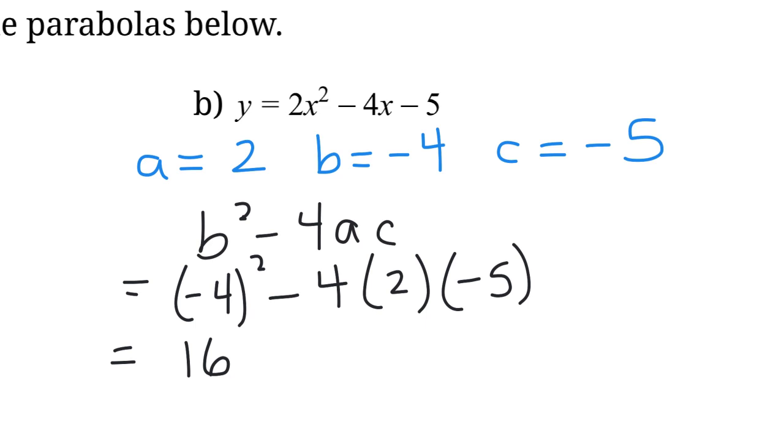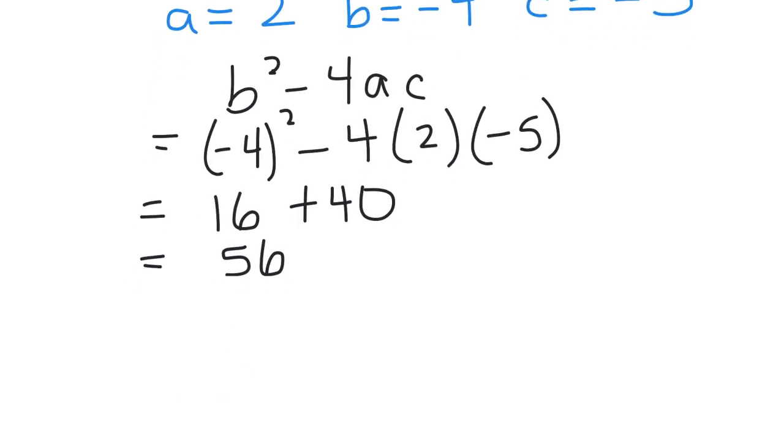Okay, so -4 squared is 16. -4 times 2 is -8. -8 multiplied by -5 is a positive 40. 16 plus 40 is 56. So again, we got an answer that is greater than 0. So that means we are going to have 2 solutions.